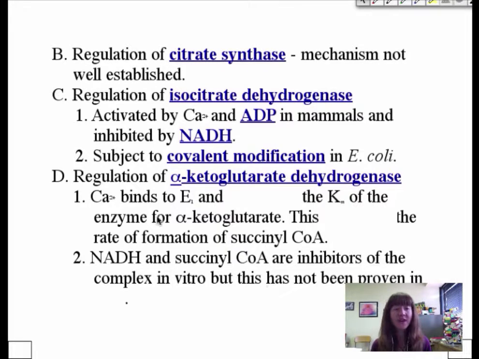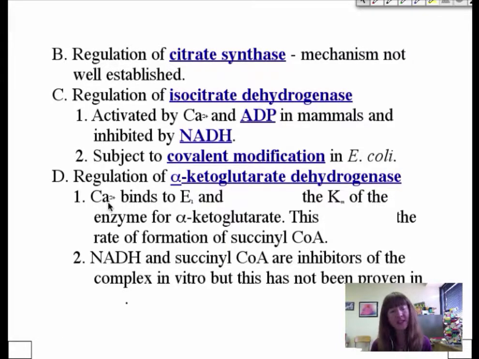And it turns out that it too is regulated by calcium. Calcium binds to the E1 enzyme, and this is kind of a fun one to think through. When calcium binds to E1, it actually literally changes the Km.